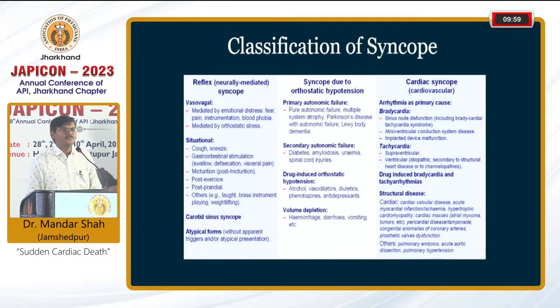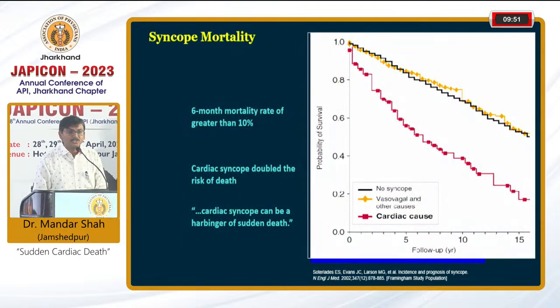Now, it is very important that we are able to differentiate between these different types of syncope, because the prognosis, the management, the approach to the patient will change based on the cause. As you can see over here, in the top two lines, the yellow and the black lines are because of vasovagal syncope or no syncope, and the red line is the cardiac cause of syncope. On the x-axis is time duration in years, and on the y-axis is probability of survival.